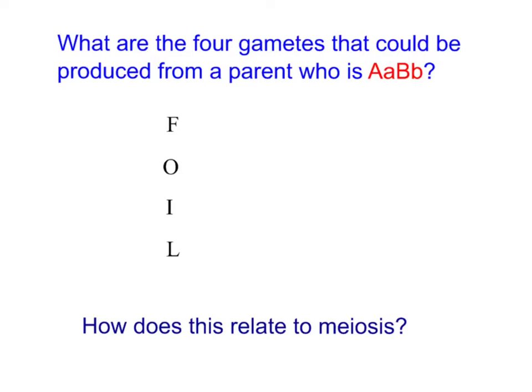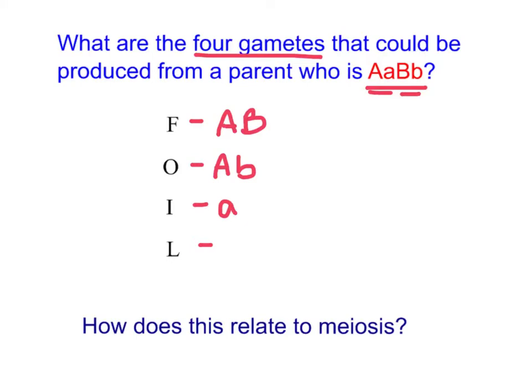Let's do a quick review about meiosis. Remember, what are the four gametes that could be produced from a parent who is heterozygous for two different traits? Heterozygous for this A trait and heterozygous for this B trait. Remember, just a little review of FOIL. We can pick out those four different gametes. We can do the first two, we can do the outside, we can do the inside, and we can do the last. Those are the four different gametes, the four different ways that we could combine these two different traits and have different combinations. So how does this relate to meiosis?